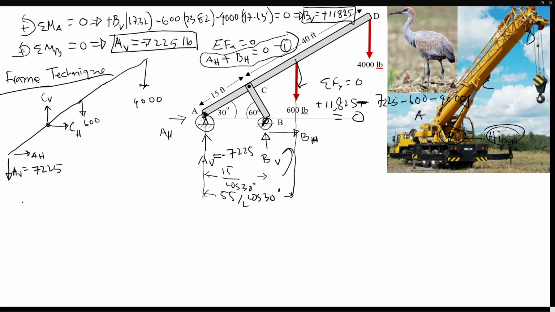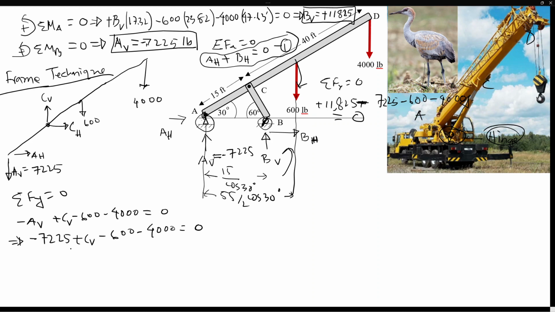So now we can do summation of Fy is equal to 0, so that will be minus AV, plus CV, minus 600, minus 4000, everything sum to 0. That will give us CV, because we already know the vertical component at A, which is 7225, minus 600 minus 4000, everything sum to 0. So then I have found that CV is equal to 11,825 pounds, and that is positive, so that's upward direction.